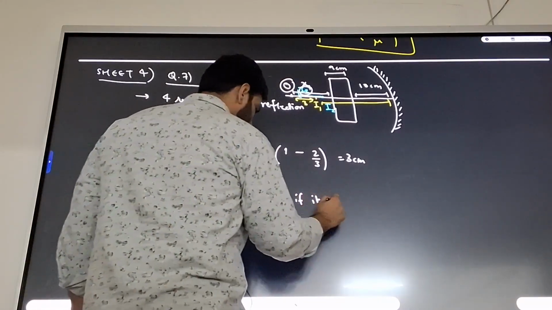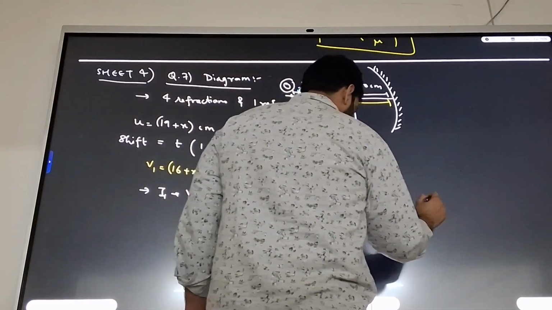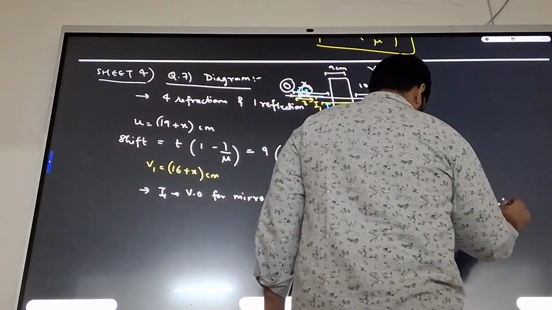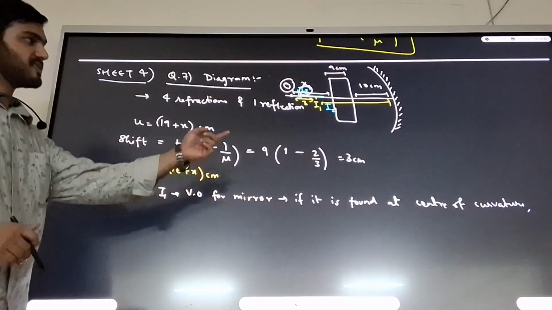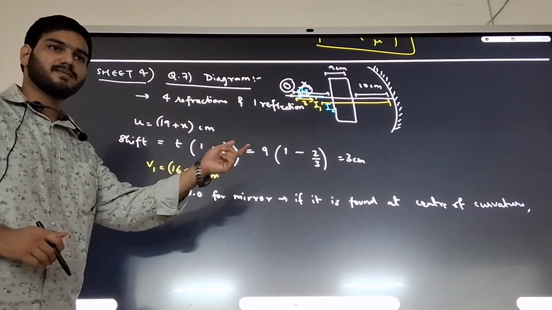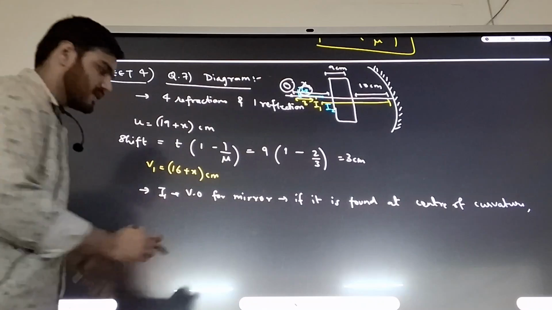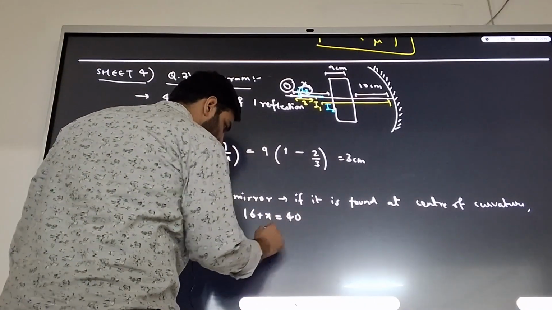If it is found at center of curvature, then can you tell me what is center of curvature distance? By the way, I think focal length is given. 40. तो 40 होना चाहिए ना? तो this should be equated to 40. So 16 plus x is equal to 40. Then what is x? 24.